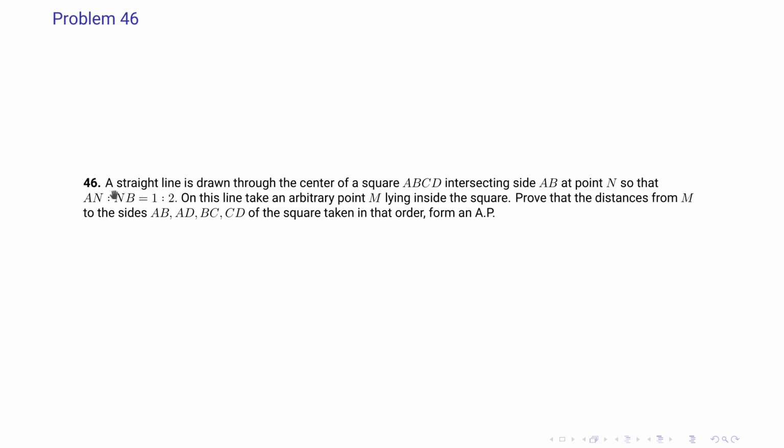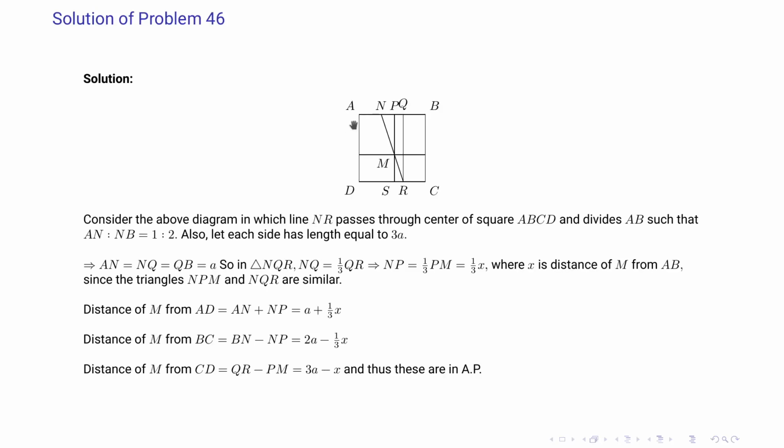Problem 46 says that a straight line is drawn through the center of square ABCD intersecting side AB at point N so that AN is to NB is equal to 1 is to 2. On this line, take an arbitrary point M lying inside the square. Prove that the distances of M to the sides AB, AD, BC, CD of the square, taken in that order, form an AP. So we have our square ABCD.